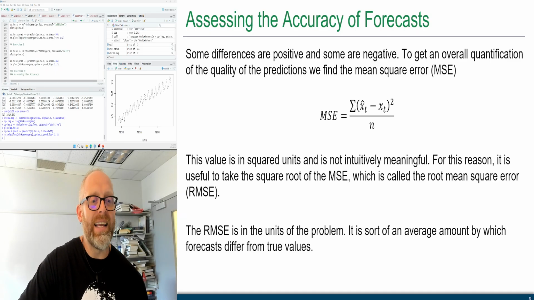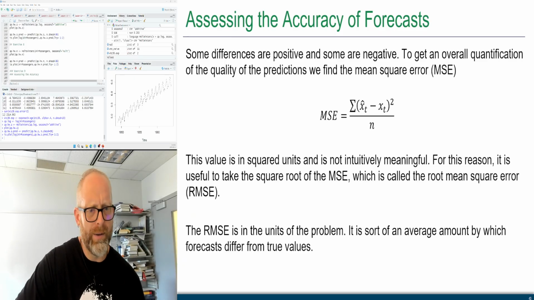So the RMSE is in the same units as the problem that we are in fact dealing with. Otherwise, the MSE is going to be the square of the units. It is the sort of average amount by which the forecast differs from the true value. There we go.